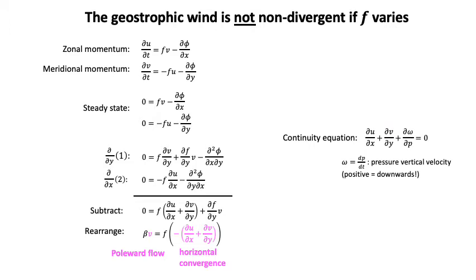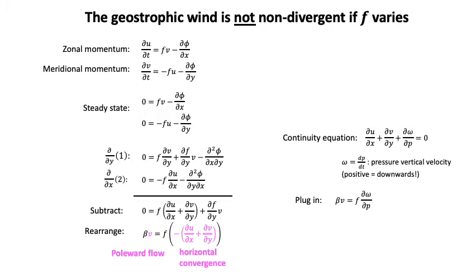We can go one step further and link this to vertical velocity through the continuity equation: du/dx plus dv/dy plus d omega/dp, which you can think of as analogous to dw/dz. Omega is the pressure vertical velocity, so upward motion is associated with pressure decreasing with time. It's positive downwards, and pressure is also decreasing going upwards. So it's a continuity equation.